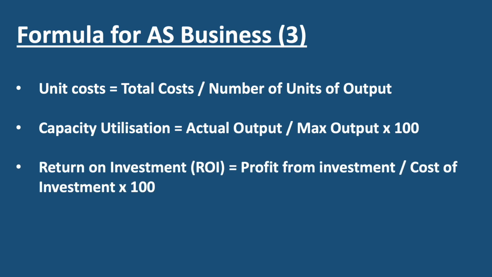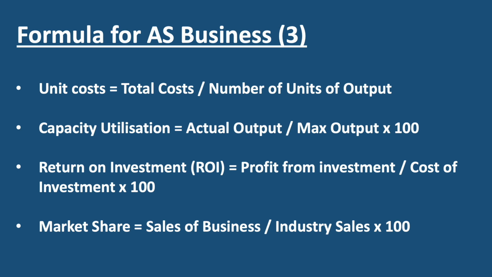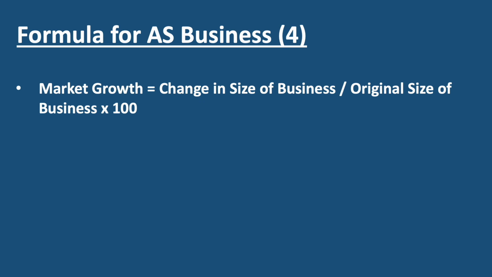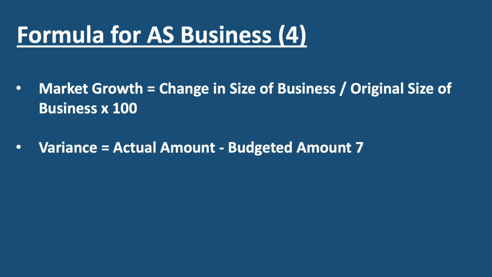ROI, return on investment, is profit from investment divided by cost of investment and then you express it as a percentage times by 100. Market share equals sales of the business divided by the total industry's sales times by 100. The next set of formulas, market growth equals change in size of business divided by original size of business times by 100. Variance is actual amount minus budgeted amount.